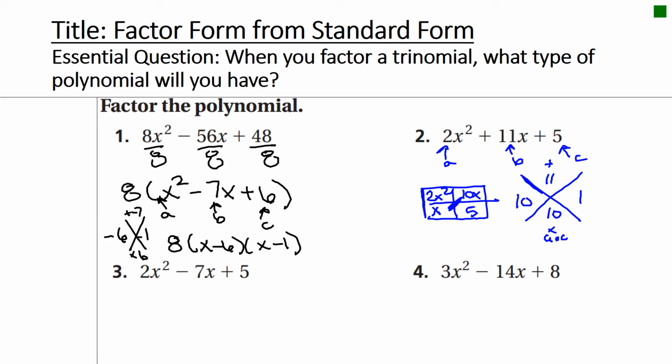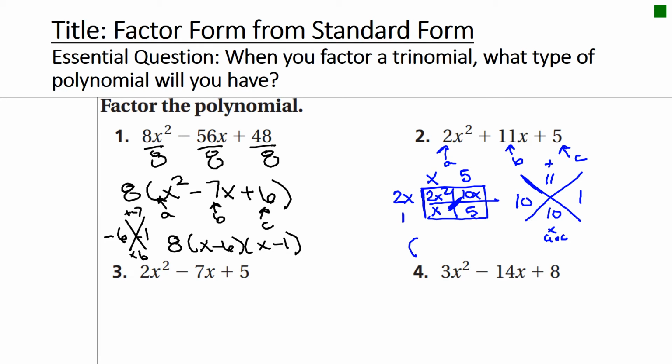Let's see here. What do we have going on? Now you're going to have to use your puzzle skills. We're going to have a 2x and an x. That's how we get 2x squared. We're going to have a 2x and a 5, because that's how we get 10x. We're going to have an x and a 1, and a 1 times a 5 is a 5, and we made it work.